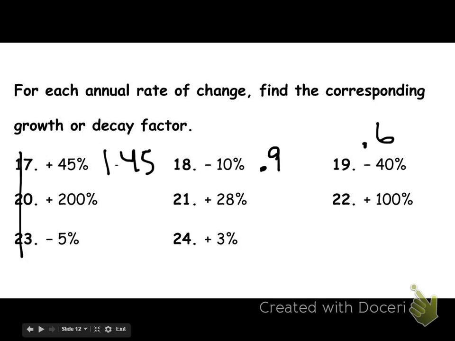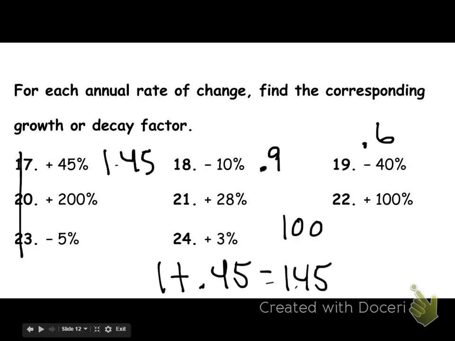You guys, one of two ways you can do this. You can either change this to a decimal, 1 plus 0.45, or you can simply take what they give you and add it to 100. And then when you get your answer, change it to the decimal, 1.45. That's it. That is lesson 7-1.